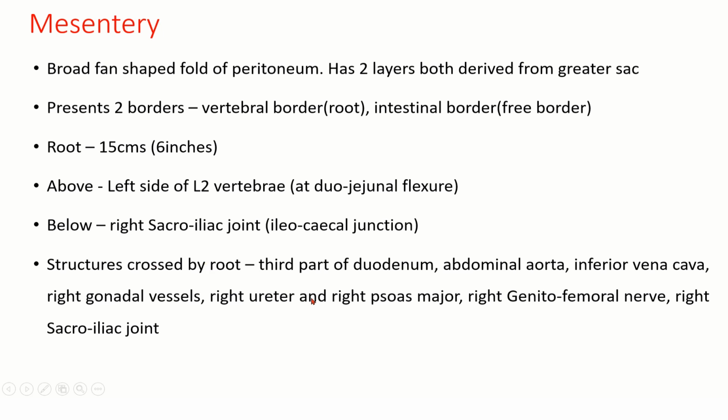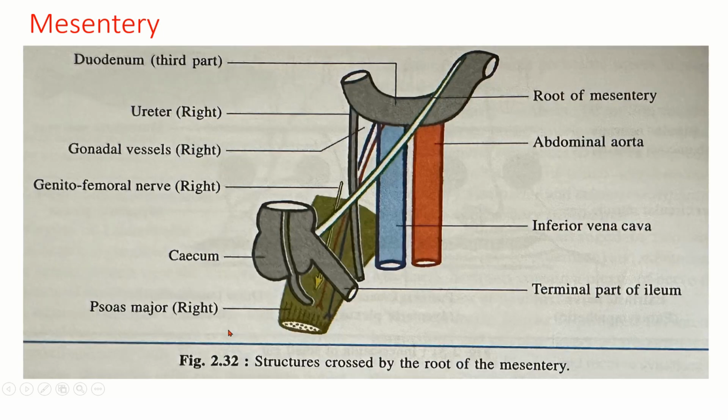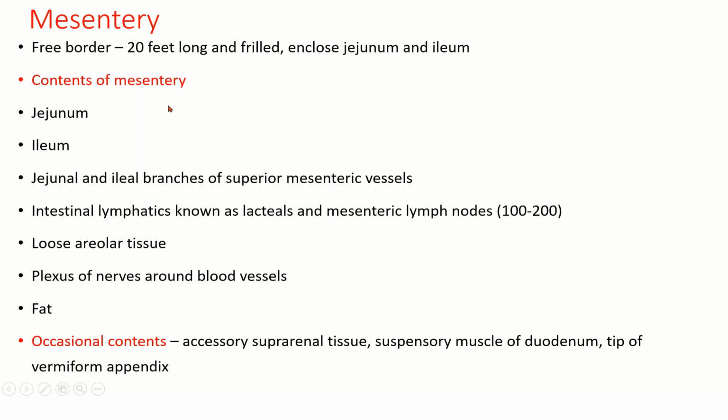So structures crossed by the root are as follows: the third part of the duodenum, abdominal aorta, inferior vena cava, right gonadal vessels, right ureter, right psoas major, right genitofemoral nerve, right sacroiliac joint. You can see here the third part of the duodenum, abdominal aorta, inferior vena cava, right gonadal vessels, right ureter, genitofemoral nerve, and it will be attaching here to the right sacroiliac joint.